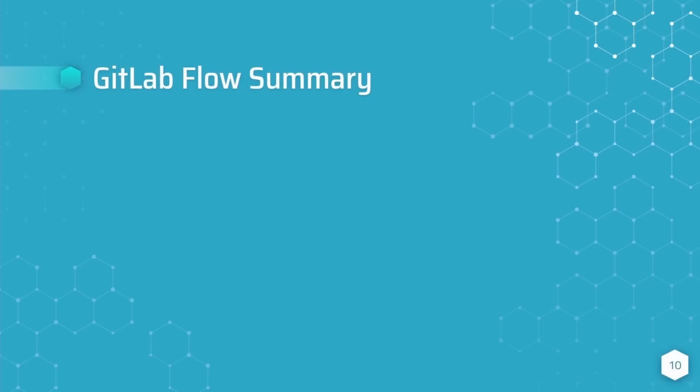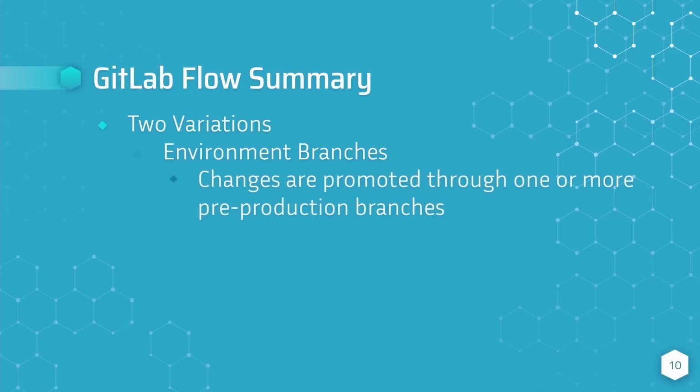Let's quickly recap the GitLab flow. There are two variations of the GitLab flow. The first variation utilizes long-lived environment branches. In this workflow, changes are promoted through one or more pre-production branches before being merged into the production branch.